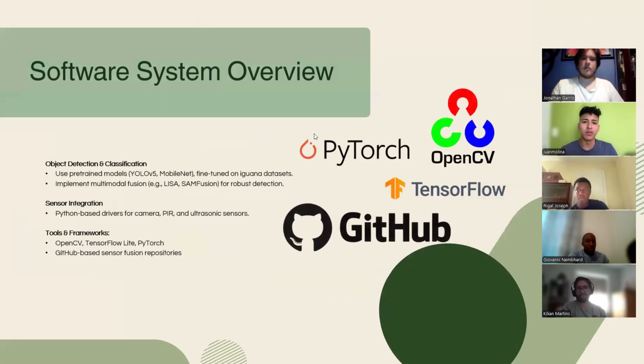All right, for the software system overview, we're planning on using pre-trained models like YOLOv5 or MobileNet. These models can be fine-tuned to specifically detect iguanas. To enhance the detection accuracy, we're adding multi-dimensional function algorithms that can combine data from different sensors for more reliable decision making. We're also going to set up Python drivers for the camera, the PIR, and ultrasonic sensor to handle real-time data.